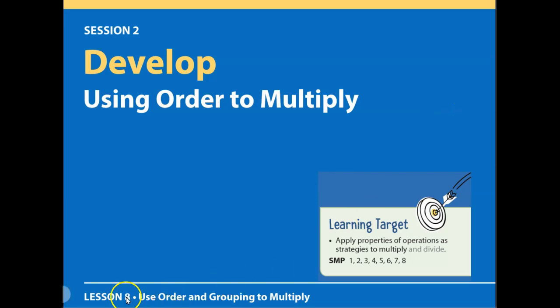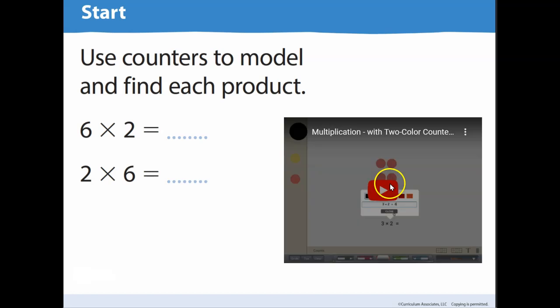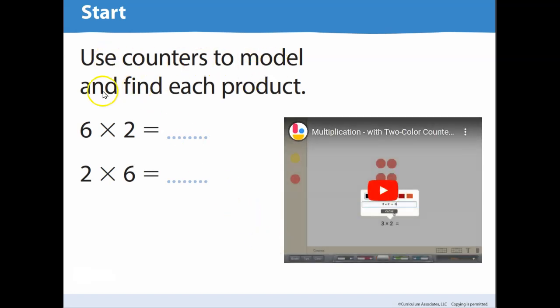Okay, in our math, we're doing lesson 8. It says use order and grouping to multiply. It'll make sense once we get into the lesson. This is session 2. It says use counters to model each, to find each product.